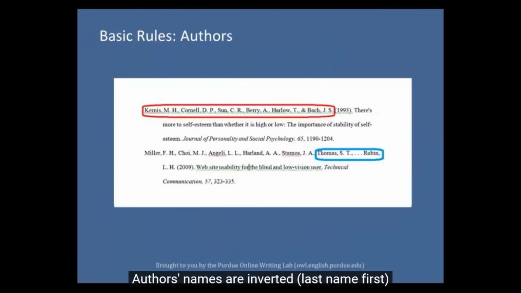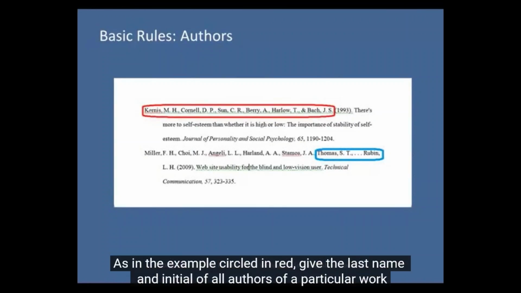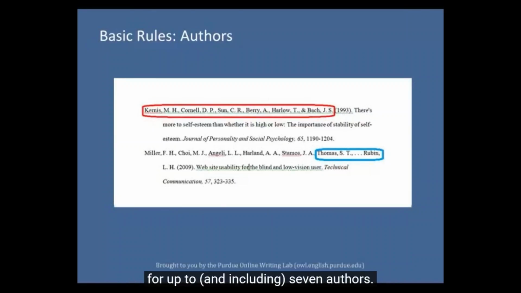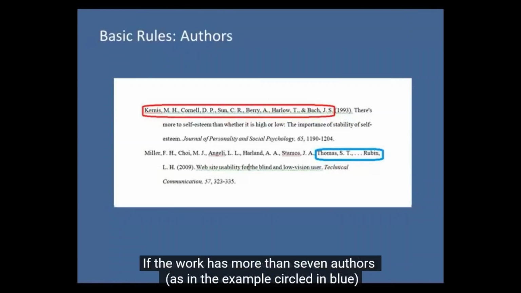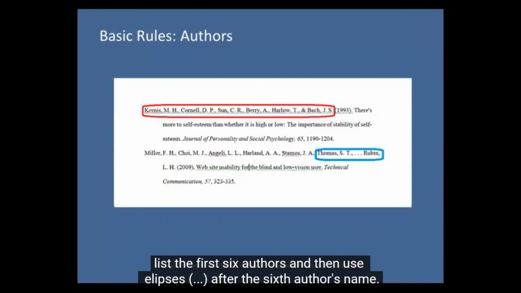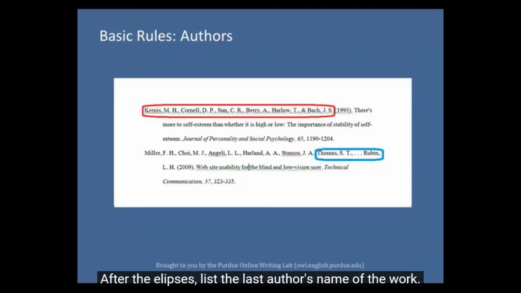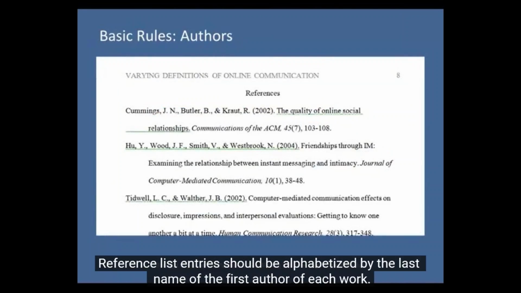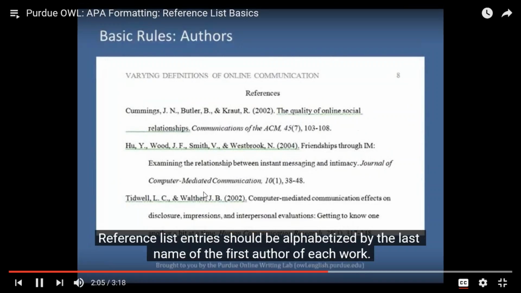Authors' names are inverted, last name first. As in the example circled in red, list the last name and initials for all authors of a particular work, up to and including 7 authors. If the work has more than 7 authors, list the first 6 authors, then add an ellipsis, then the last author. Reference list entries should be alphabetized by the last name of the first author of each work.